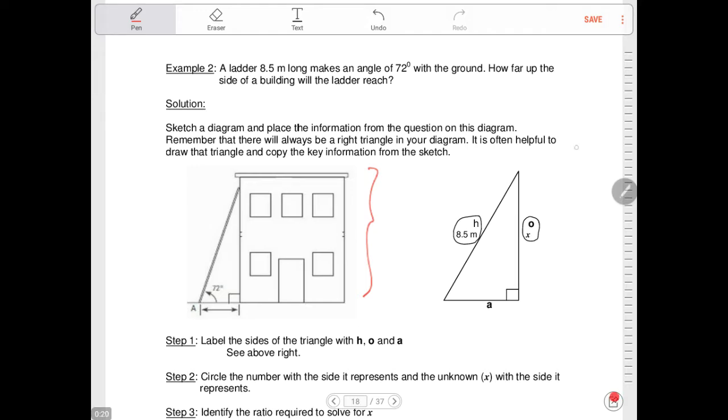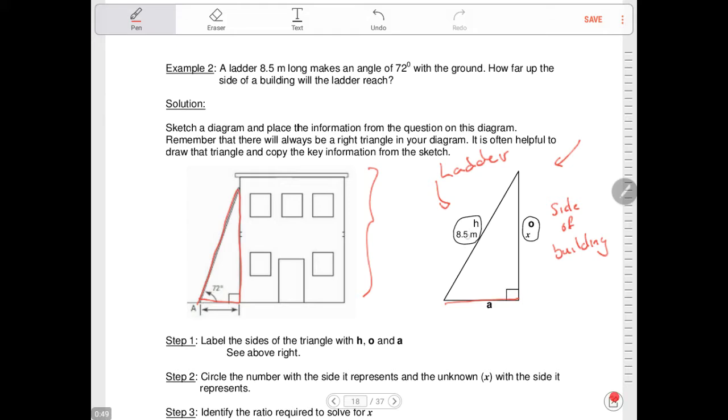So what you do is draw yourself out a triangle that looks just like this. This is your triangle. This is going to be the side of the building. Okay, side of the building. And as you can see, they've leaned a ladder against it. So here's your ladder. Then you're going to finish off the triangle. So you have the side of the building, you have the ladder, and this is going to be the ground.